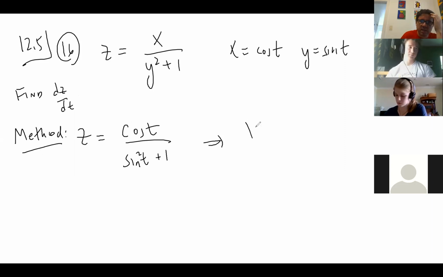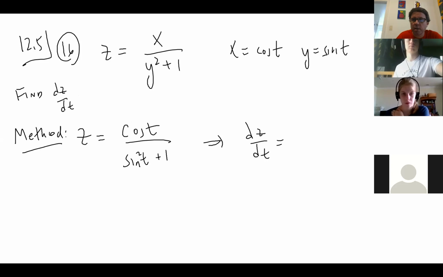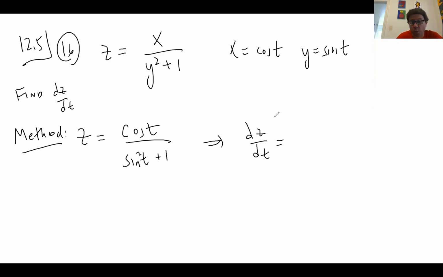So dz/dt will be, quotient rule, I guess. So bottom times the derivative of the top minus the top. I think I can do this.